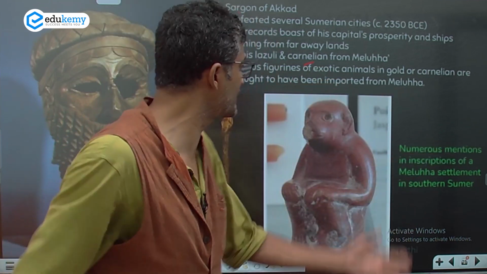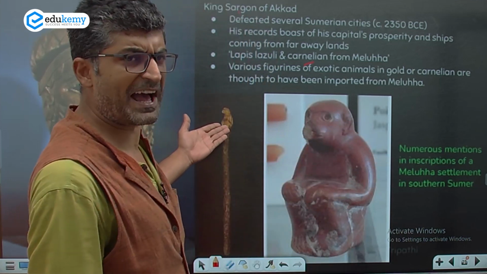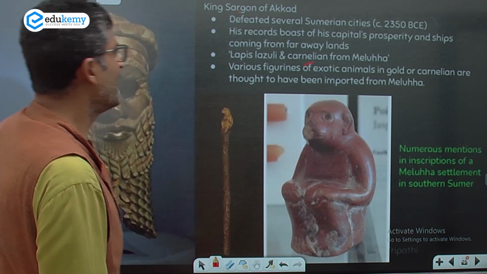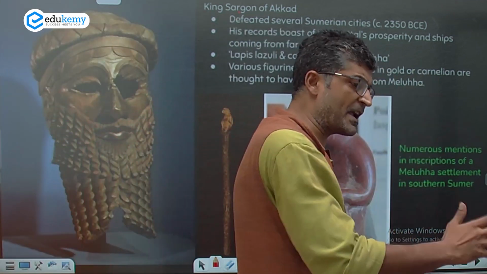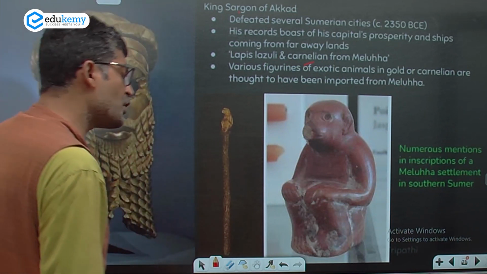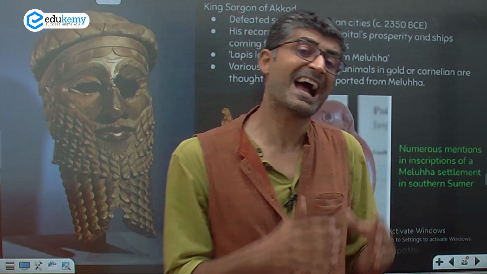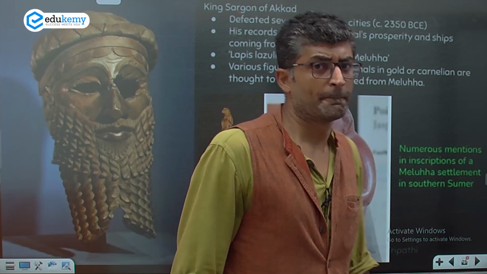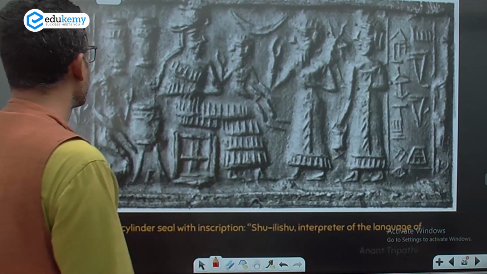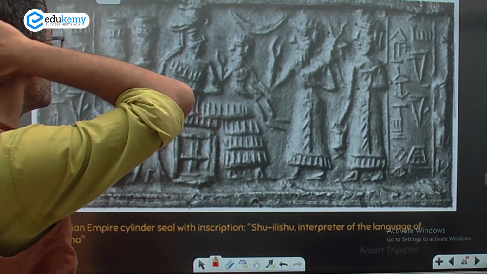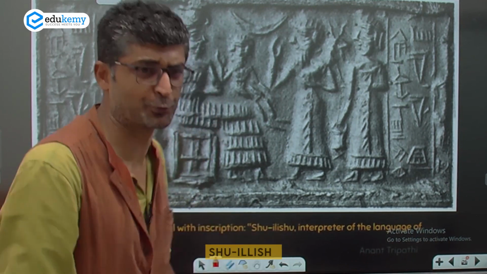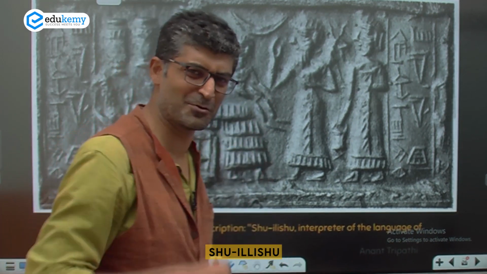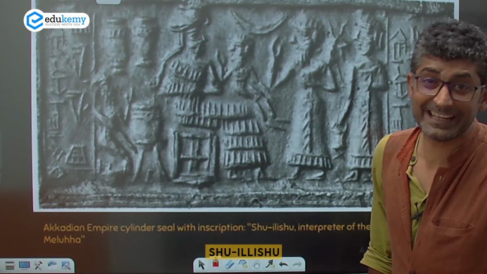Right, so we find a lot of figurines of exotic animals which weren't present there, but are pretty common here in India, such as a monkey, this kind of a parrot, a bird. They must have also been coming from Meluha. We are also told of a Meluhan settlement. That means a lot of Meluhan traders had settled down in the southern part of Sumer. Okay, interesting. In one of the cylindrical inscriptions, we are also informed about Shu Ilishu, the royal interpreter of the Meluhan language.